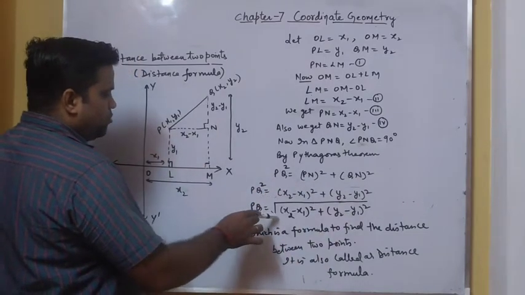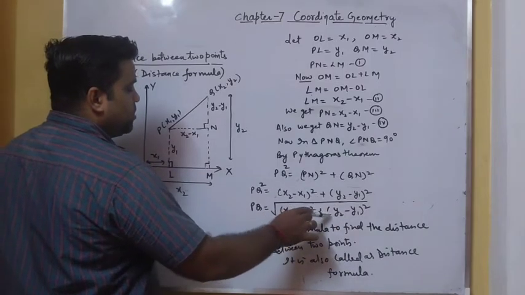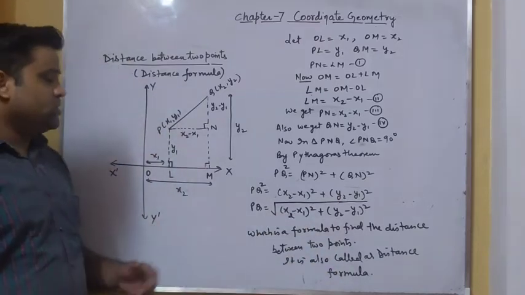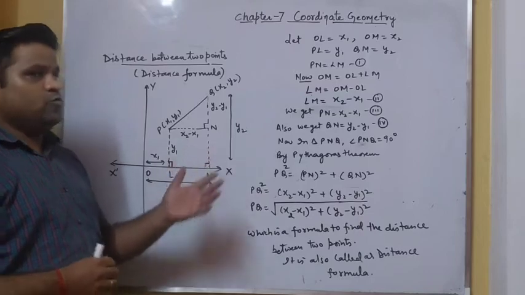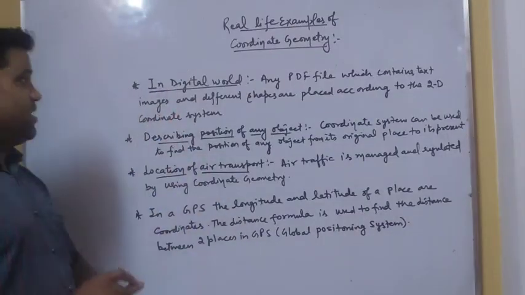Here we finally get PQ equal to the square root of (x2 minus x1) whole square plus (y2 minus y1) whole square, which is the formula to find the distance between two points. It is also called the distance formula, which is the required proof of this. Now let us come to some real life examples of coordinate geometry.